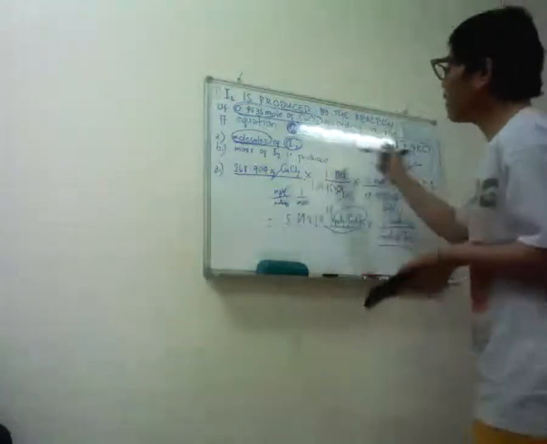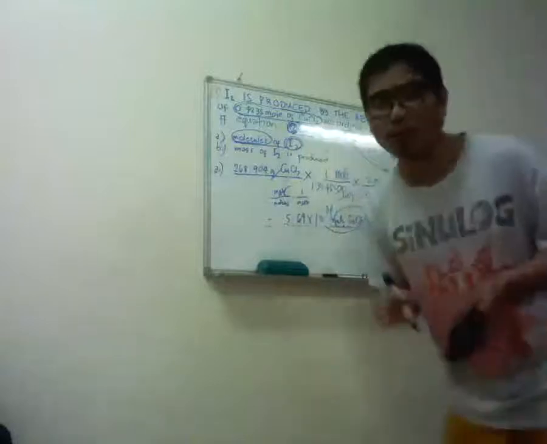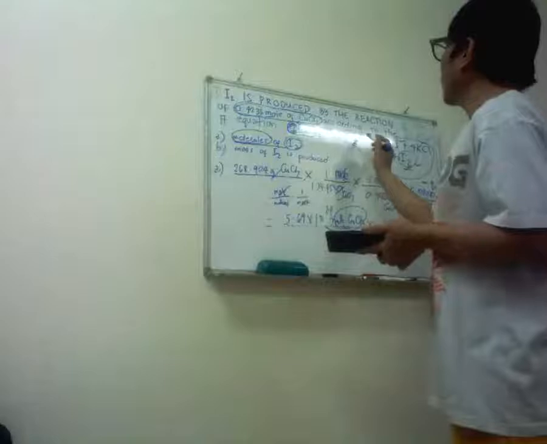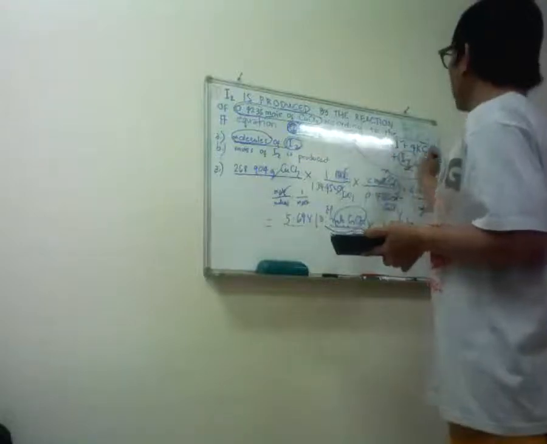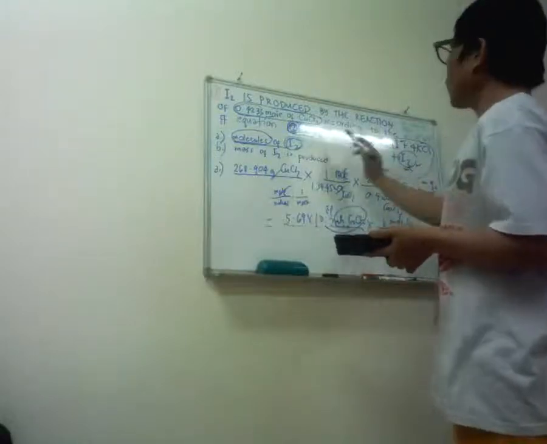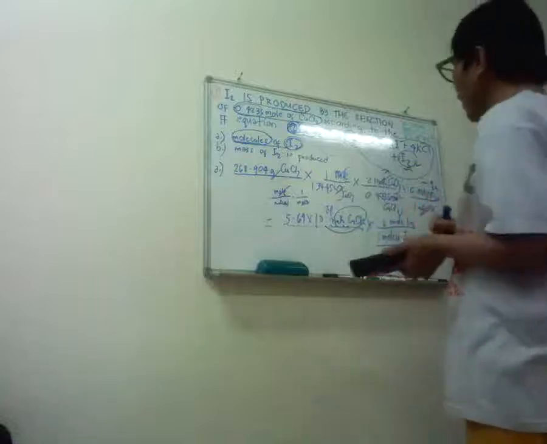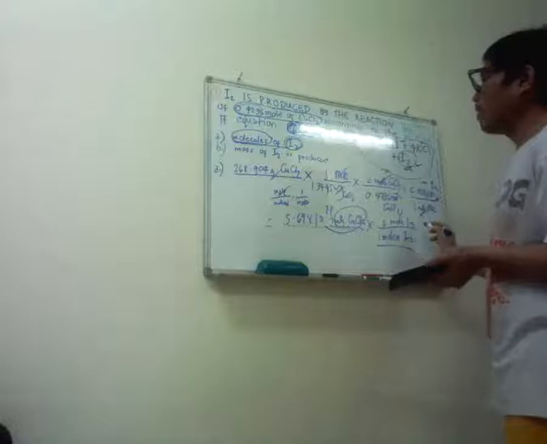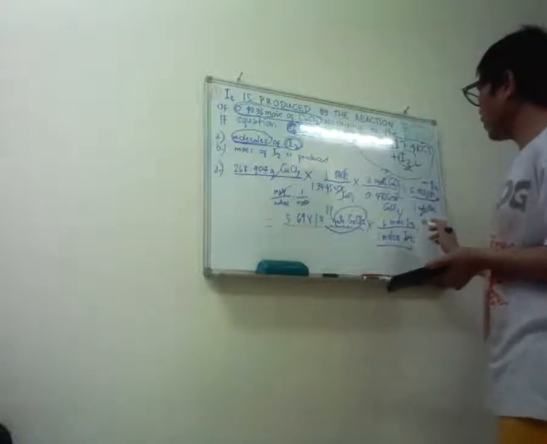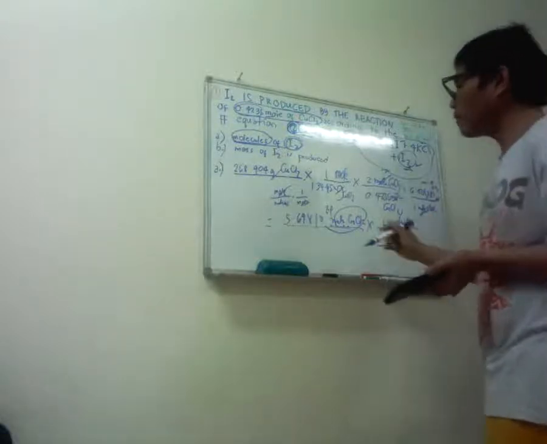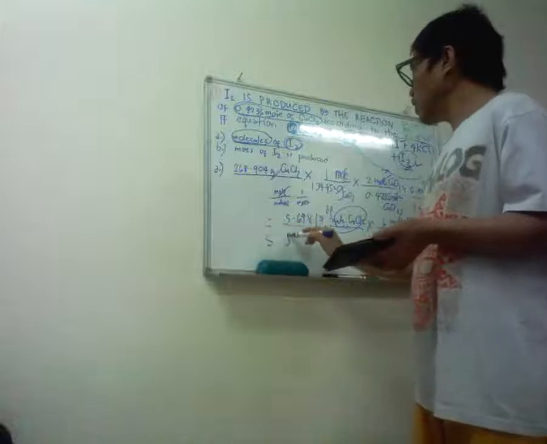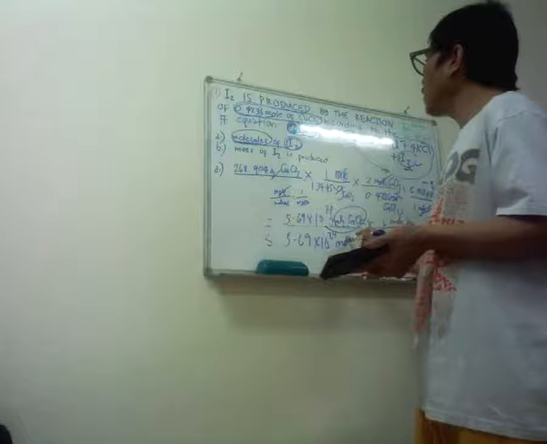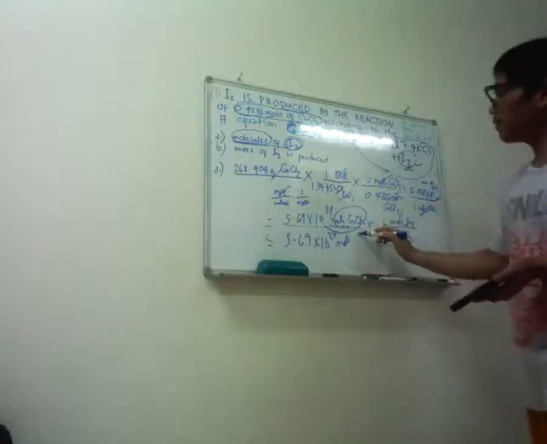So let's check, because it should be balanced. 2 copper, 2 iodine, 4 iodine, 4 iodine. It's balanced, right? 4 potassium, 4 chloride, 4 chloride. It's balanced, so the equation is balanced. So, 1 mole of iodine, then 1 mole of iodine. So, 5.69 times 10 to the 24 molecules of cuprous chloride.